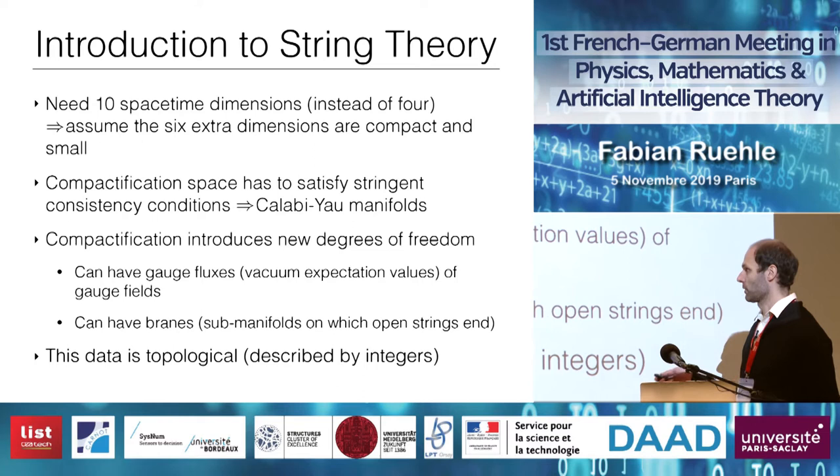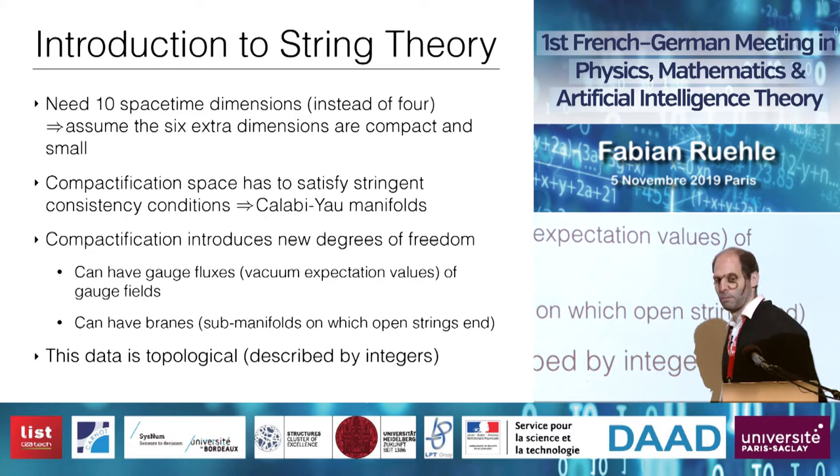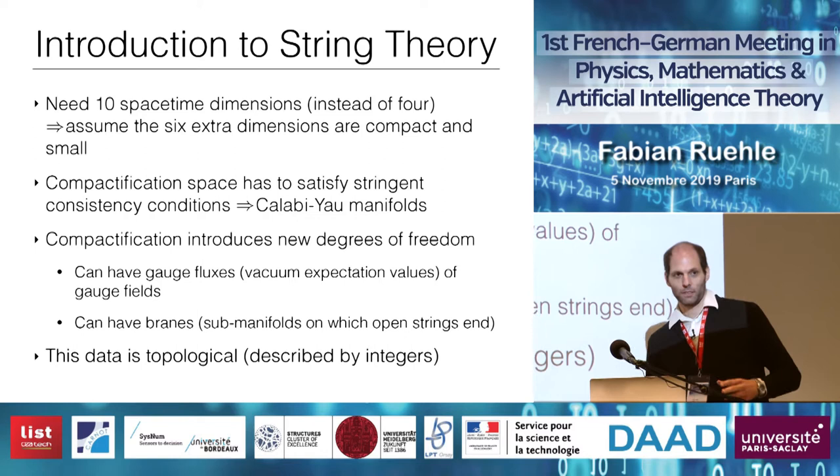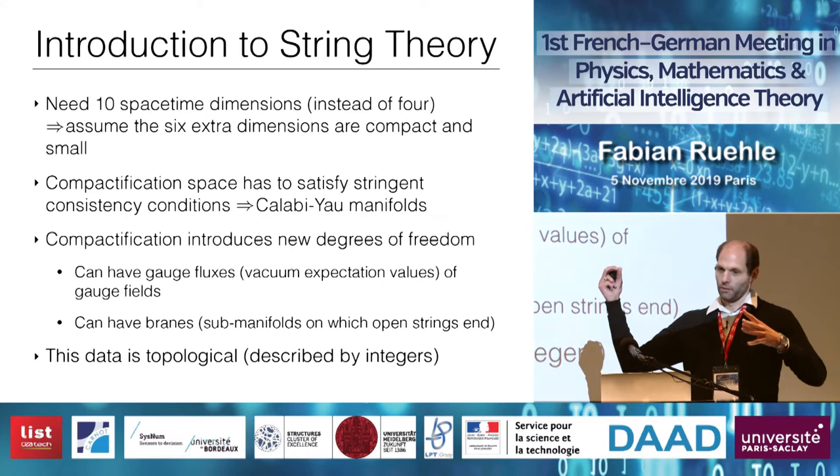And moreover, you can have submanifolds. Inside the six-dimensional manifold, you can have four-dimensional manifolds or two-dimensional manifolds. And on these manifolds, you can put higher-dimensional objects, like planes or branes, that wrap around, let's say, a torus or a sphere. And you can have an open string that ends on these branes.